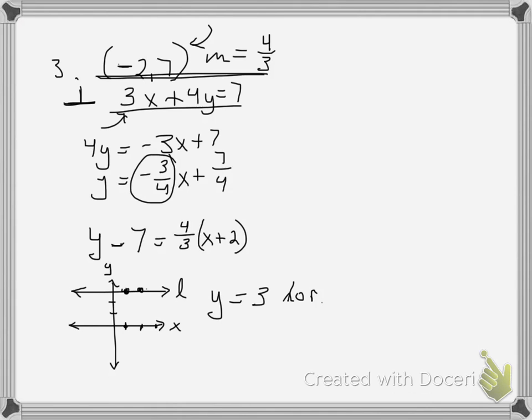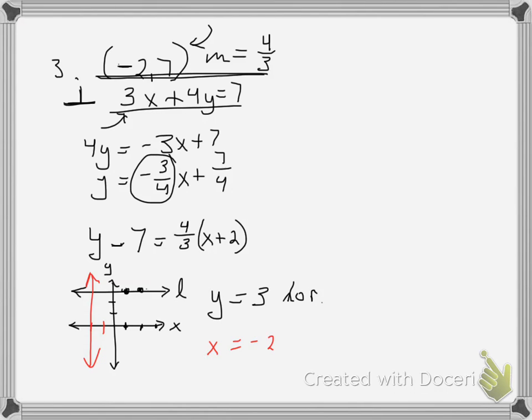Again, if we had a vertical line, the x value is never changing, so we write x equals -2. And that's all there is to that.